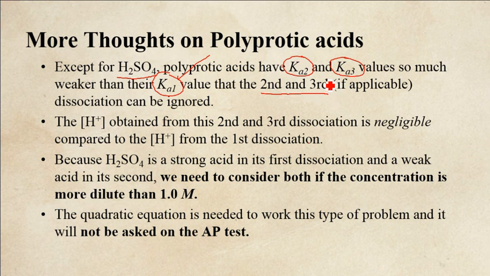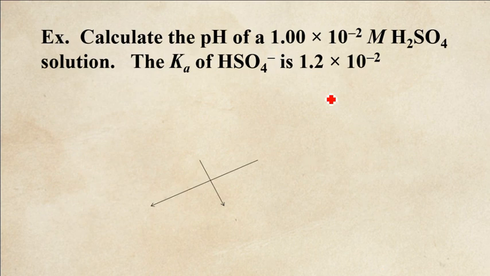And that's explained here. Because sulfuric acid is a strong acid in its first dissociation and then weak, we have to consider both of those dissociations. Now we're going to work it here, but it's not on the AP exam. So here we go. Calculate the pH of a 1.00 times 10 negative 2 molar sulfuric acid solution.